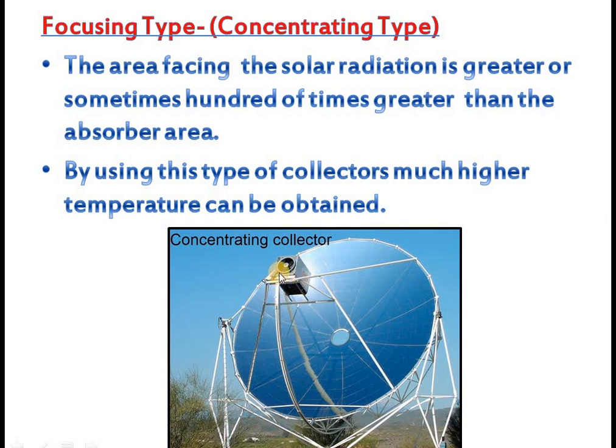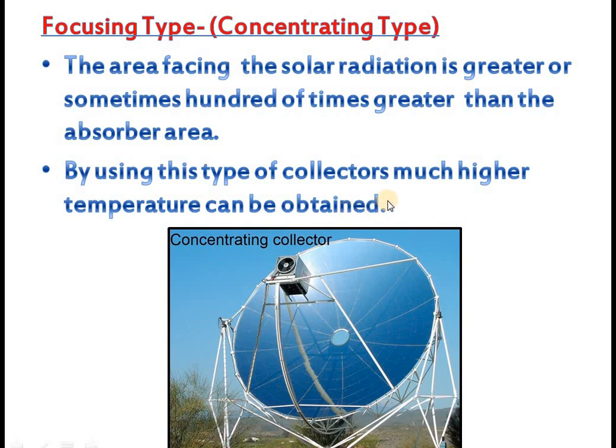There is a focusing point. At the focusing point, your sample, your liquid, will be kept. So you can see this is the absorber area, or receiver area, and this is the collecting area. It is obvious that the collecting area is much greater than the absorbing area. That is why it is mentioned that the area facing the solar radiation is greater, sometimes 100 times greater than the absorber area. By using this type of collector, a much higher temperature can be obtained.